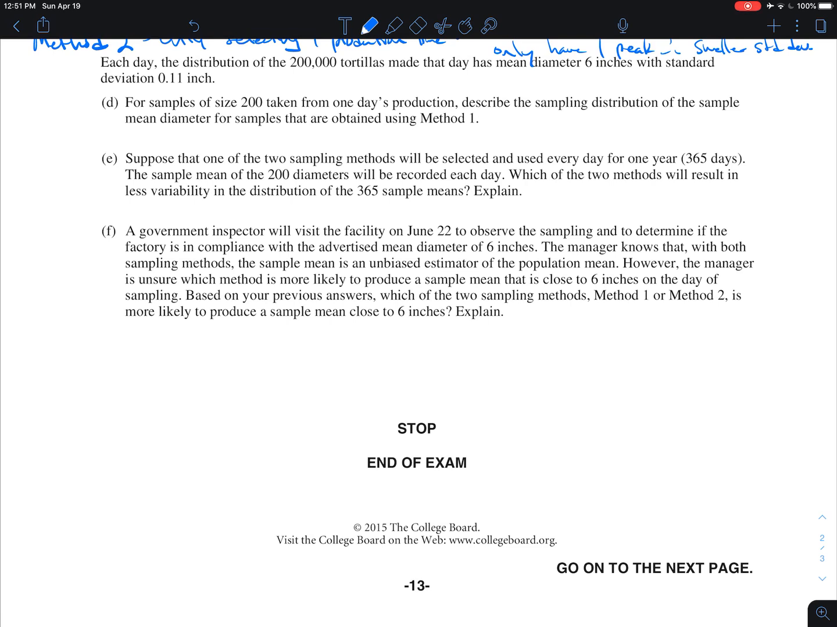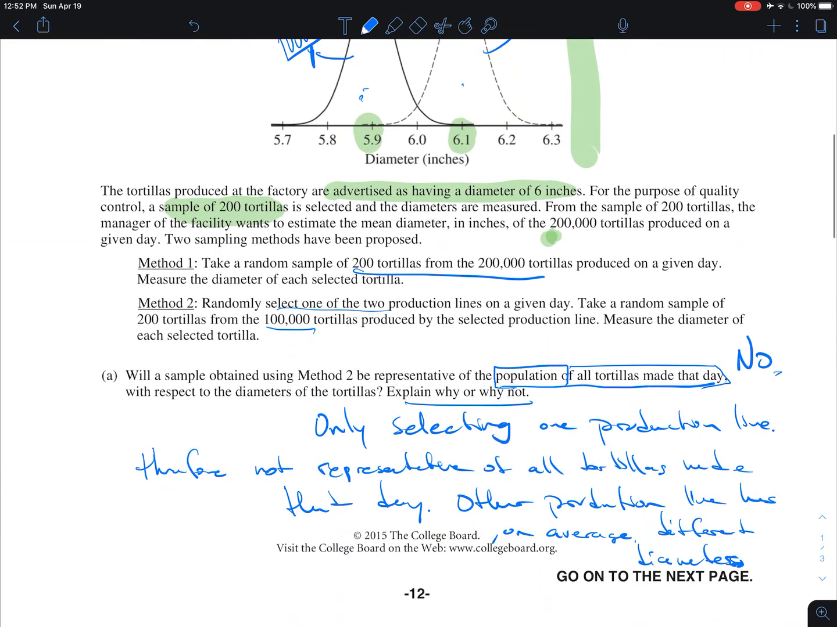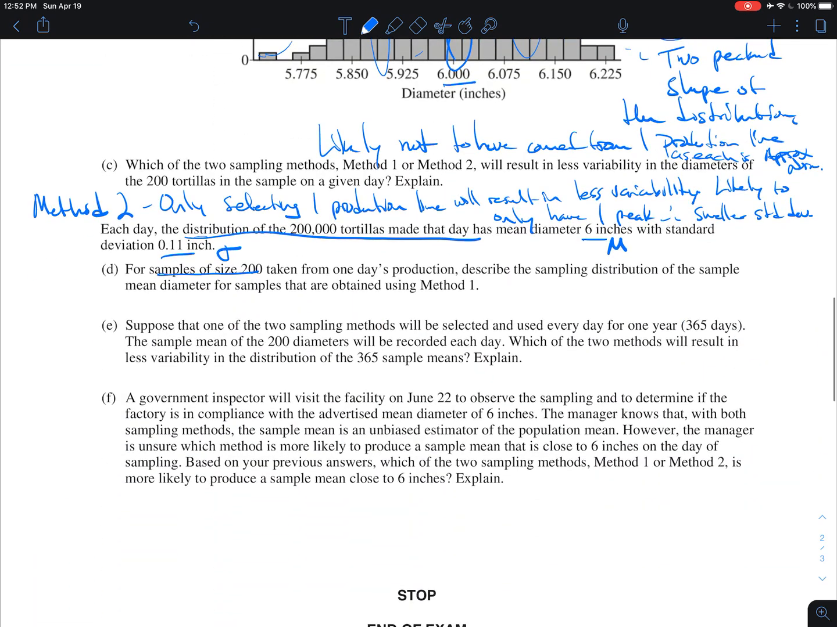Let's see. Each day, the distribution of 200,000 tortillas made that day has a mean diameter of 6 inches with a standard deviation of 0.11. So this is our sigma, and this is mu, because we're talking about the distribution of that many made on a particular day. So that's our population. For a sample of 200 from one of the days, describe the sampling distribution using method 1. So method 1 was, I gotta remind myself, where we take 200 from the total. Okay.